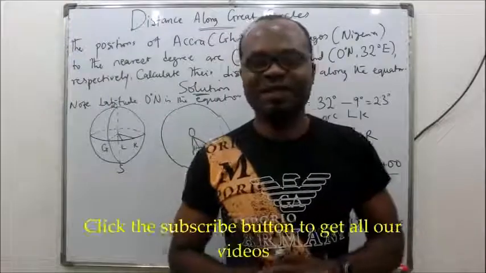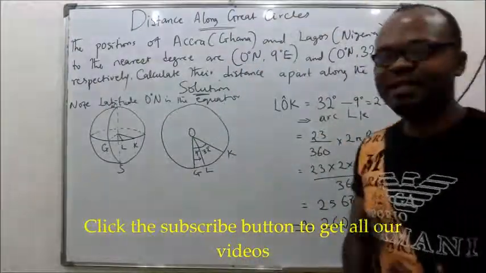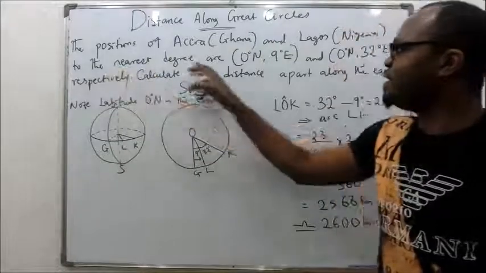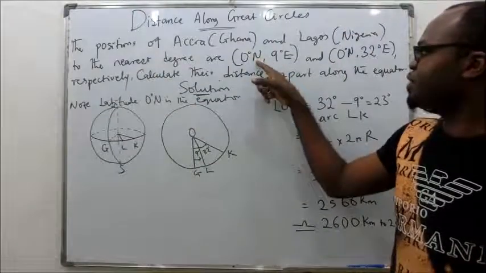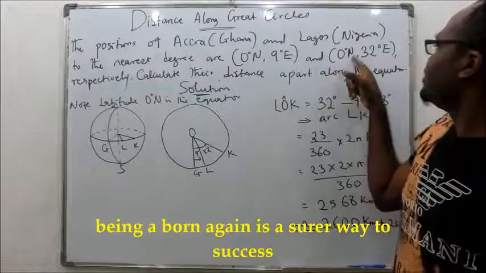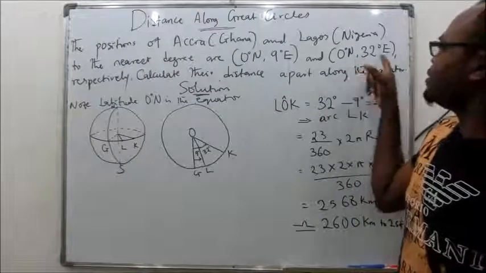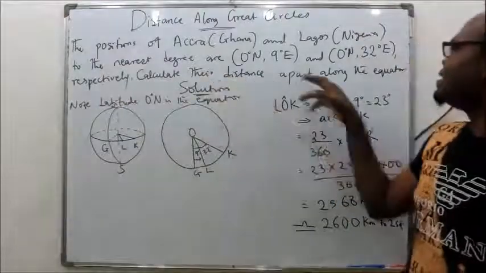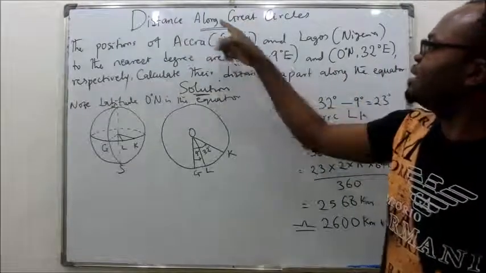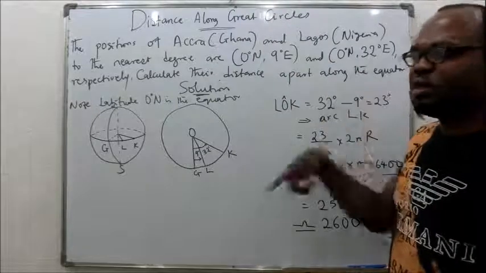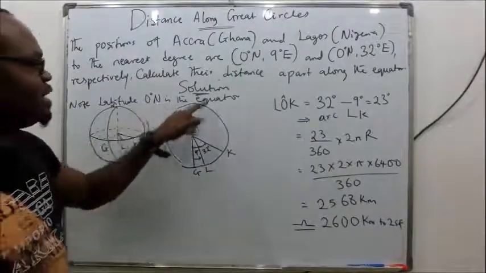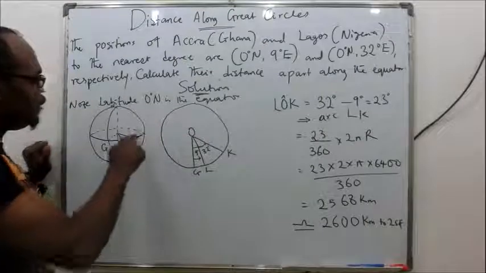So let's look at this problem and see the way we can solve it. Respectively, calculate their distance apart along the equator. Very, very important. Whenever you're calculating for distances along a great circle, it has to be either along the equator or along the meridian. So, note that 0 degree north is the equator. So, whenever you compare that to 0, it's always the equator.